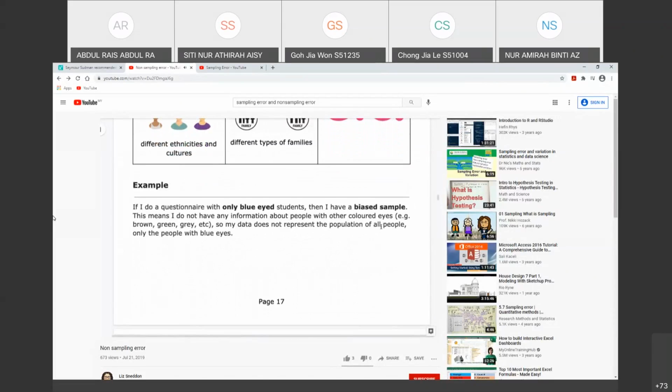So for an example, if I'm doing a questionnaire with only blue-eyed students, that means that I've only got information about people that have got blue color eyes. I don't have any information about anyone else with any other eye color. So that means my data does not represent all people. It only represents people with blue eyes.